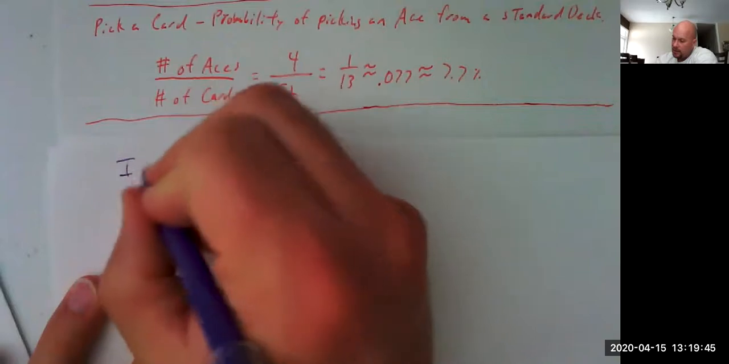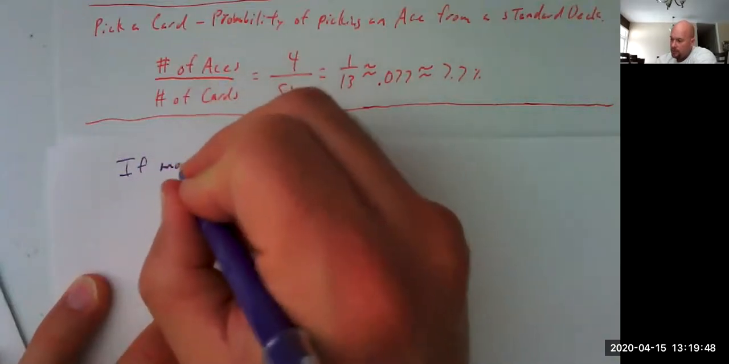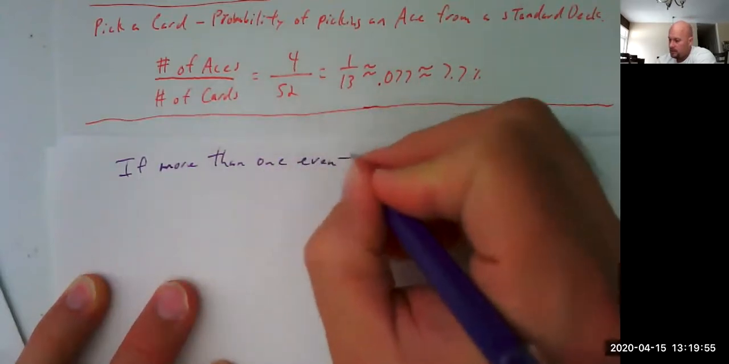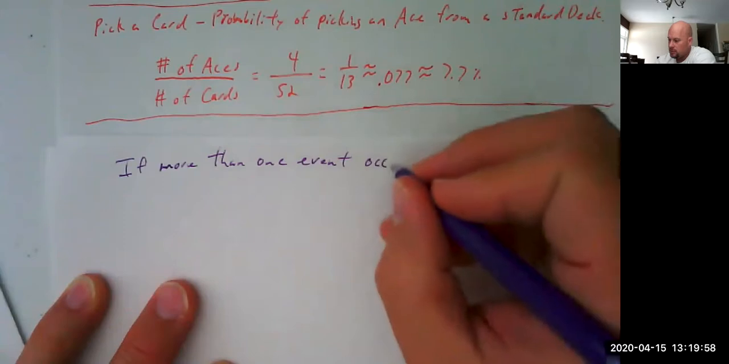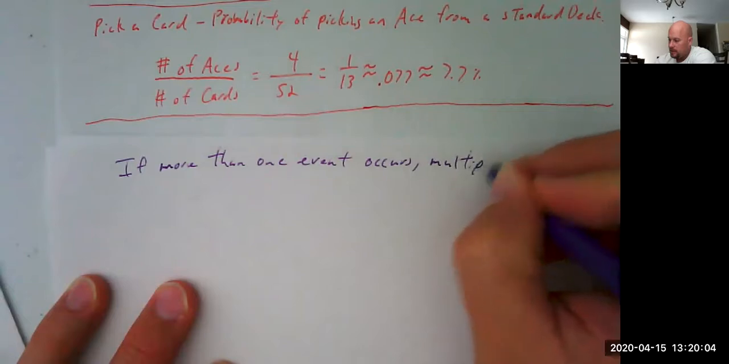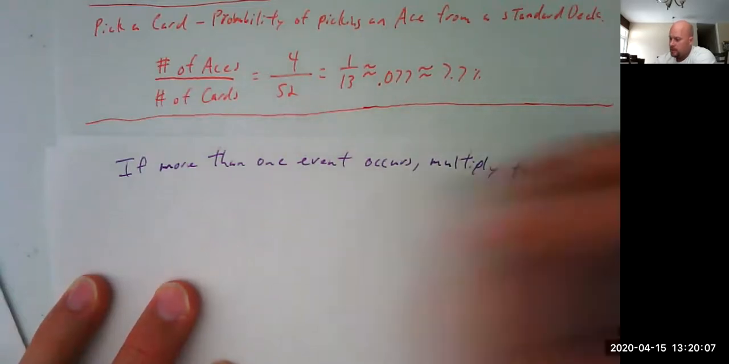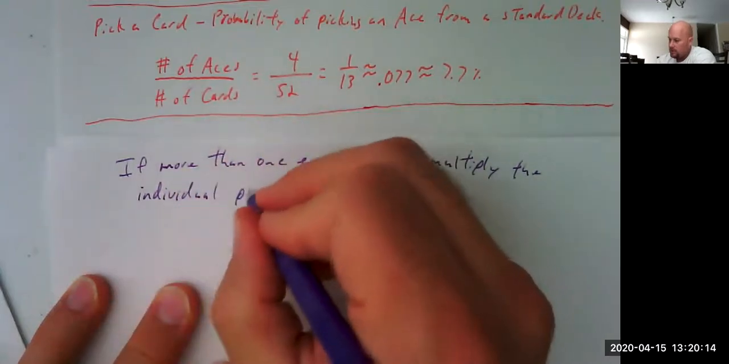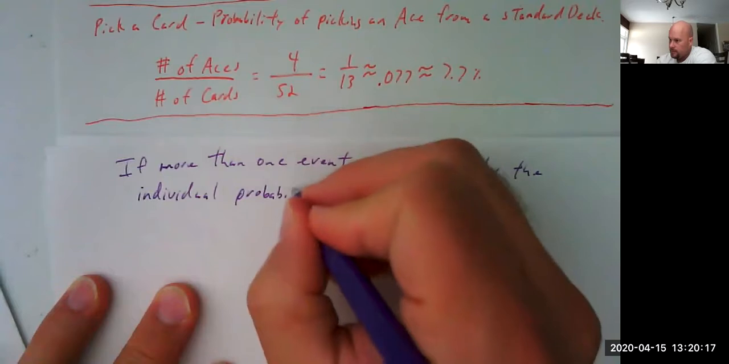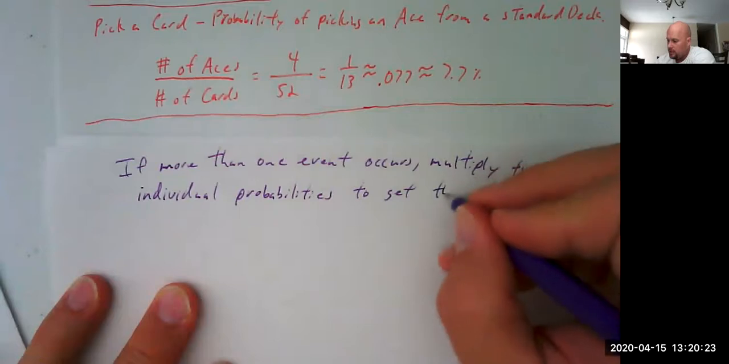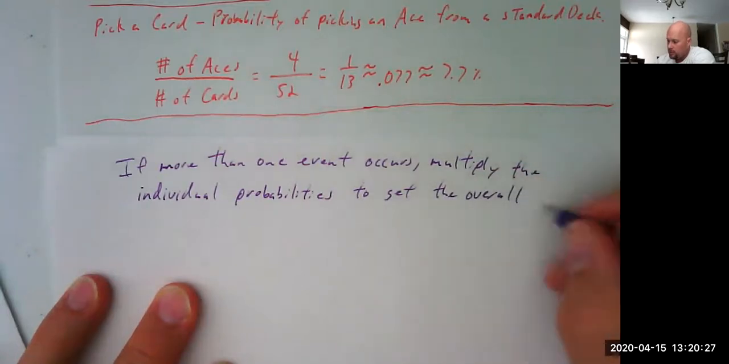So if more than 1 event occurs, multiply the individual probabilities to get the overall probability.